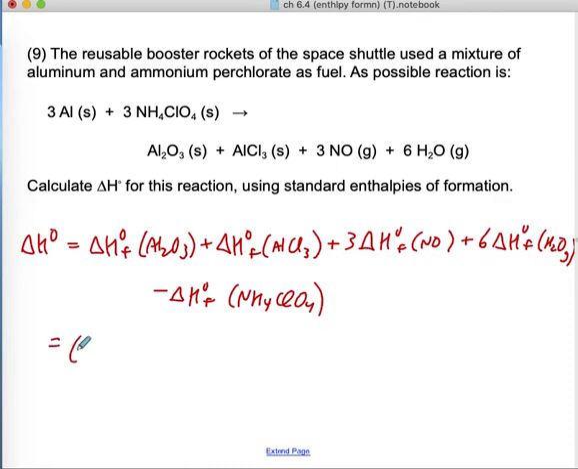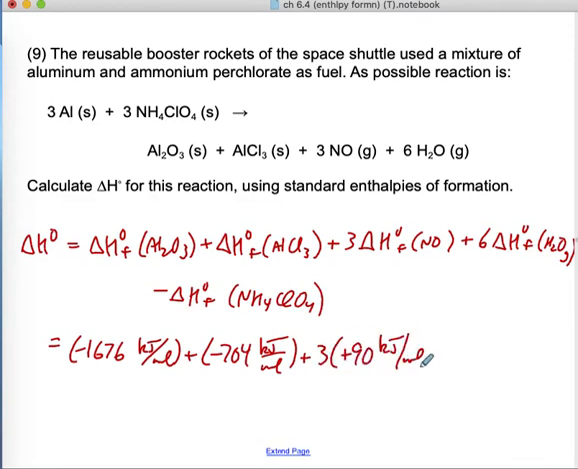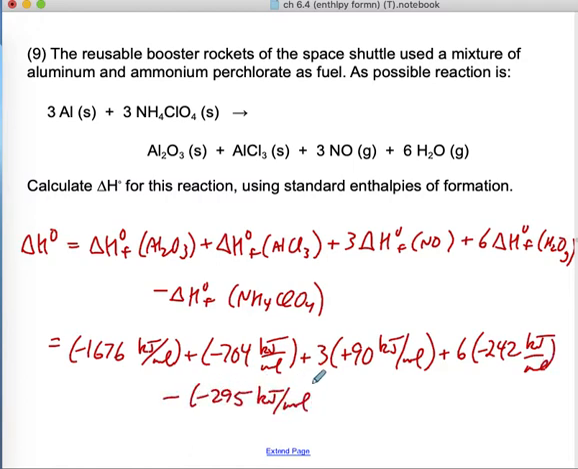I'll plug in my values with units: negative 1676 kilojoules per mole, plus negative 704 kilojoules per mole, plus 3 times positive 90 kilojoules per mole, plus 6 times negative 242 kilojoules per mole, minus negative 295 kilojoules per mole. These are all taken from the table of standard enthalpies of formation at the back of the book, which gives me a value equal to negative 3,267 kilojoules per mole of reaction for the standard enthalpy change for this reaction.